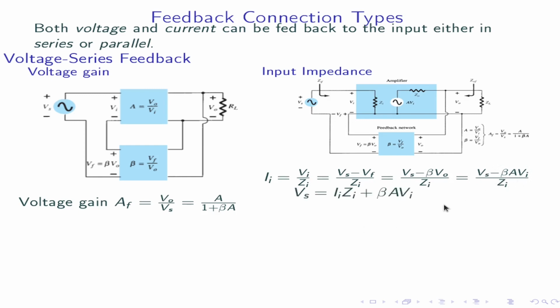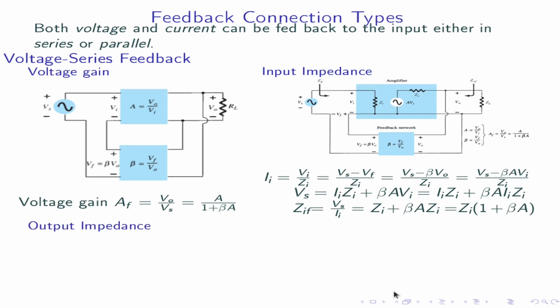That's equal to Vs minus beta times Vo, where Vo is A into Vi, divided by Zi. Therefore, Vs is equal to Ii Zi plus beta A Vi, that's equal to Ii Zi plus beta A Ii Zi. Zif, the input impedance with feedback, is equal to Vs by Ii. That's equal to Zi plus beta A Zi, which is equal to Zi into 1 plus beta A. Thus, input impedance with feedback increases by a factor 1 plus beta A in voltage series feedback.